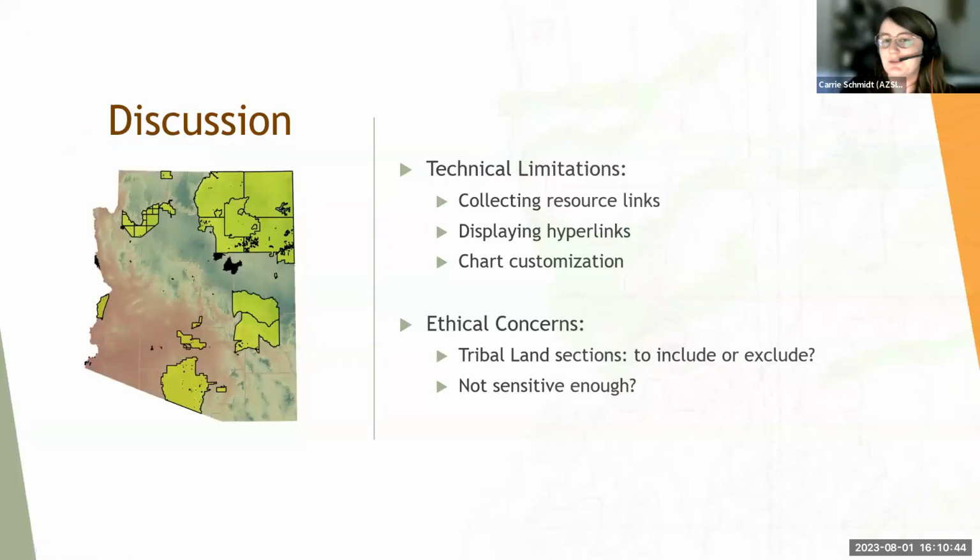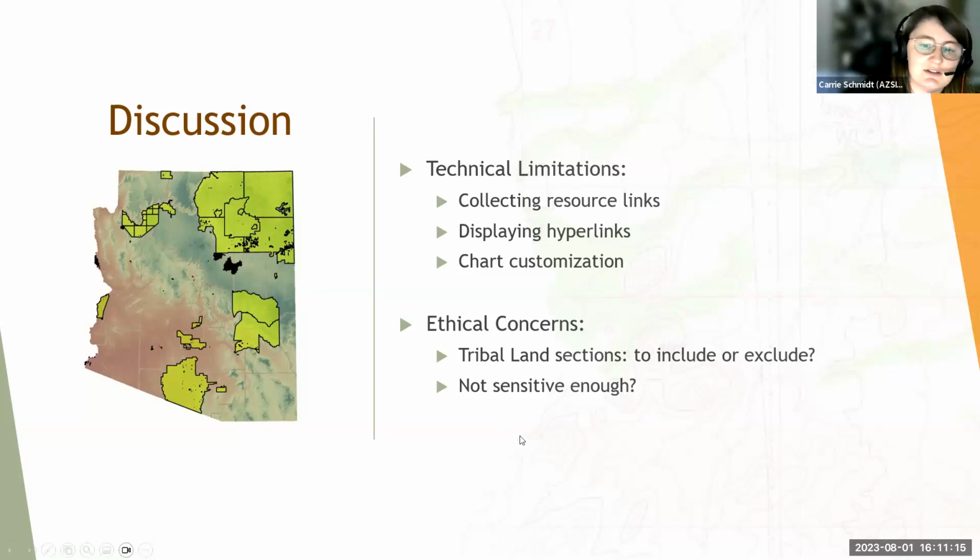So some technical limitations. One of them was not as many resource links as I was hoping to get, particularly for federal agencies. I believe this is also something that's somewhat of a problem throughout the state. As I discussed before, there was an issue displaying the hyperlinks, which was a really important part of this project, but I was able to find some way of a workaround. I also wasn't able to customize the pie chart as much as I would like.